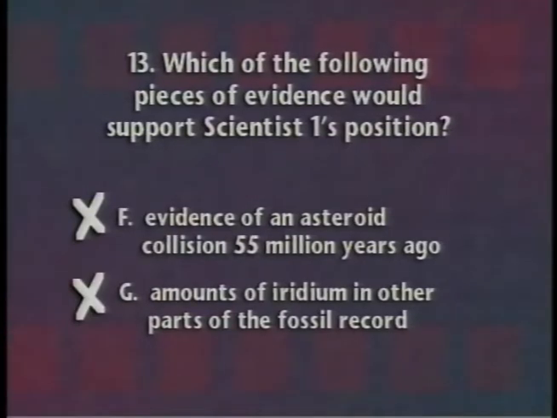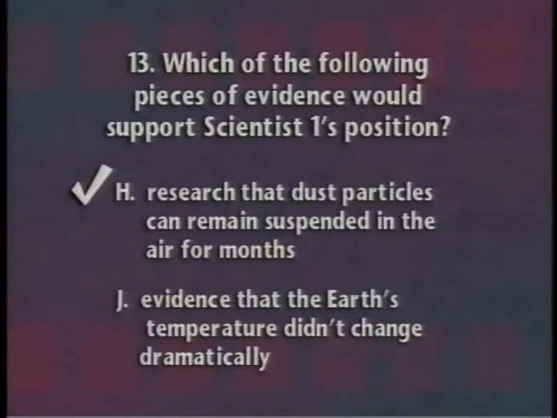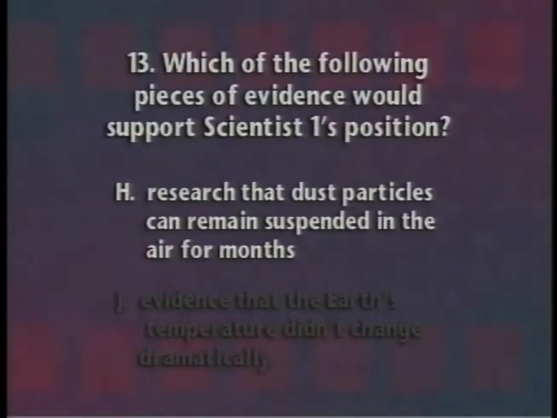Amounts of iridium in other parts of the fossil record. This also is irrelevant. Scientist 1 is claiming that iridium in the KT boundary is the key factor. Research that dust particles can remain suspended in air for months. Well, this would help out Scientist 1. Scientist 1's position depends on the dust particles remaining there long enough so the dinosaurs froze to death. Let's check the last option. Evidence that the Earth's temperature didn't change dramatically. Well, this wouldn't support Scientist 1. Scientist 1's position depends on the temperature changing dramatically. Let's go with answer H.